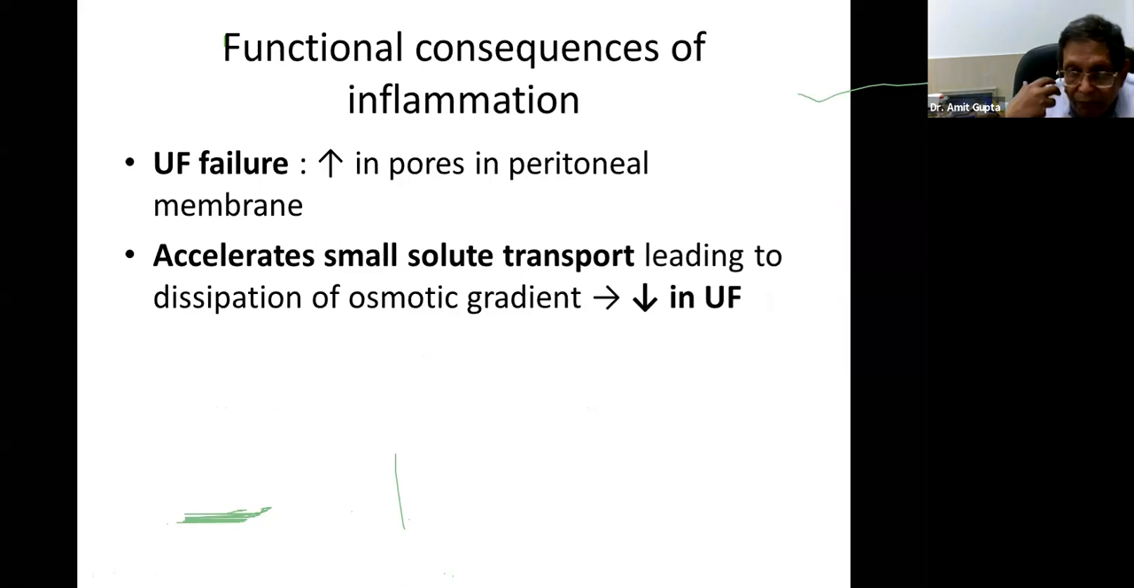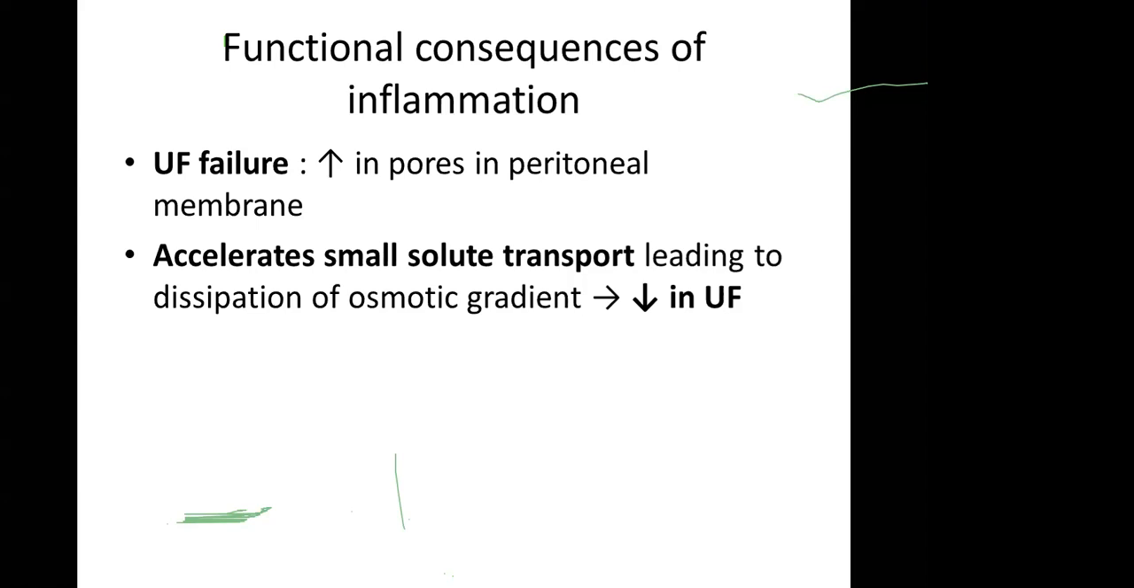Now, what are the functional consequences of this inflammation? This ultrafiltration failure occurs because, as I said, there's an increase in the neovascularization. And because of neovascularization, there's an increased number of pores in the peritoneal membrane. Now, when there's an increased number of pores, what happens? There is an acceleration of small solute transport, and therefore a more rapid dissipation of the osmotic gradient. And this osmotic gradient is important for the ultrafiltration to take place. So when there's loss of this osmotic gradient, because of the increased number of pores in the peritoneal membrane, there'll be loss of ultrafiltration.